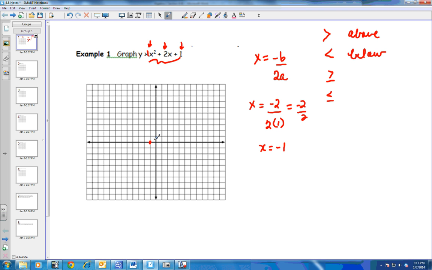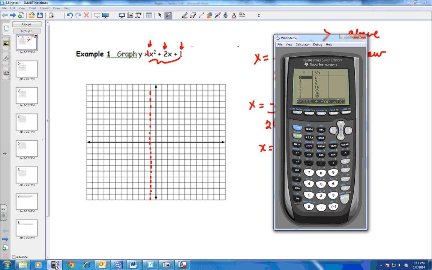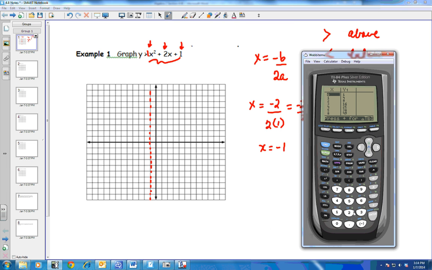That is the x coordinate of my vertex. I don't really know what my y value will be until I plug this in. I just know that I'm going to have an axis of symmetry along the line x equals negative 1. So now let's get our calculators out. In my y equals, I'm going to plug in x squared plus 2x plus 1. Now let's go to our table, second graph, and I'm going to type in negative 1.